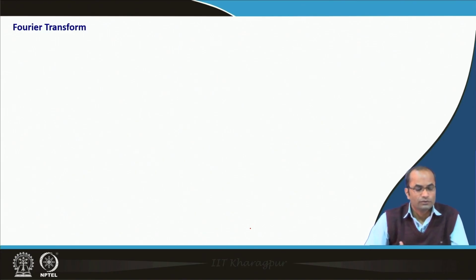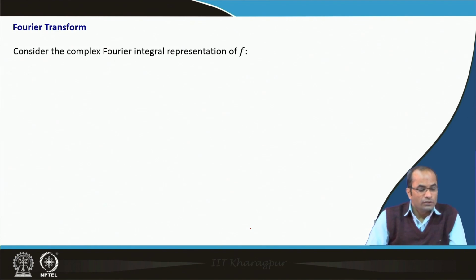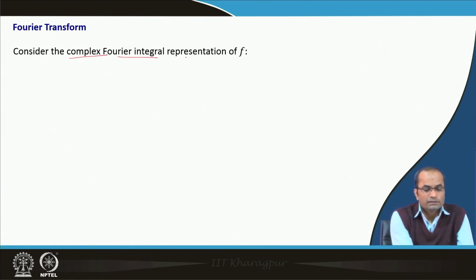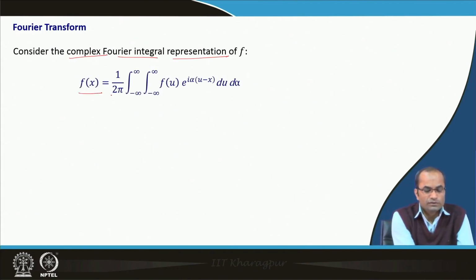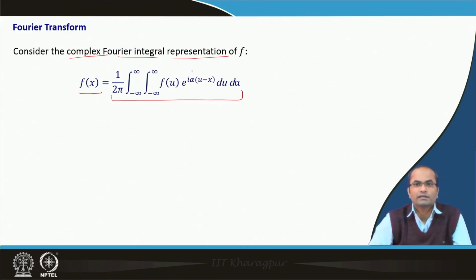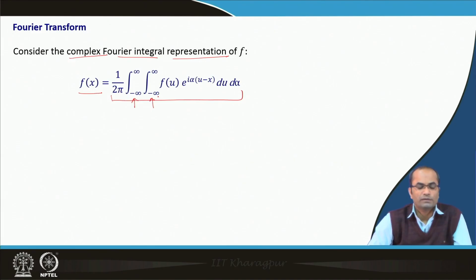Now we can move further to introduce what the Fourier transform is. In the previous lecture, we already introduced the Fourier cosine transform and Fourier sine transform, and now we will introduce the Fourier transform. So here we have to consider the complex Fourier integral representation, which we have just discussed, which is f(x) equal to 1 over 2 pi, and we have taken again this positive sign, but one can work with the negative sign as well. So we have minus infinity to plus infinity, here also minus infinity to plus infinity, and then f(u) e power i alpha (u minus x) du d alpha.